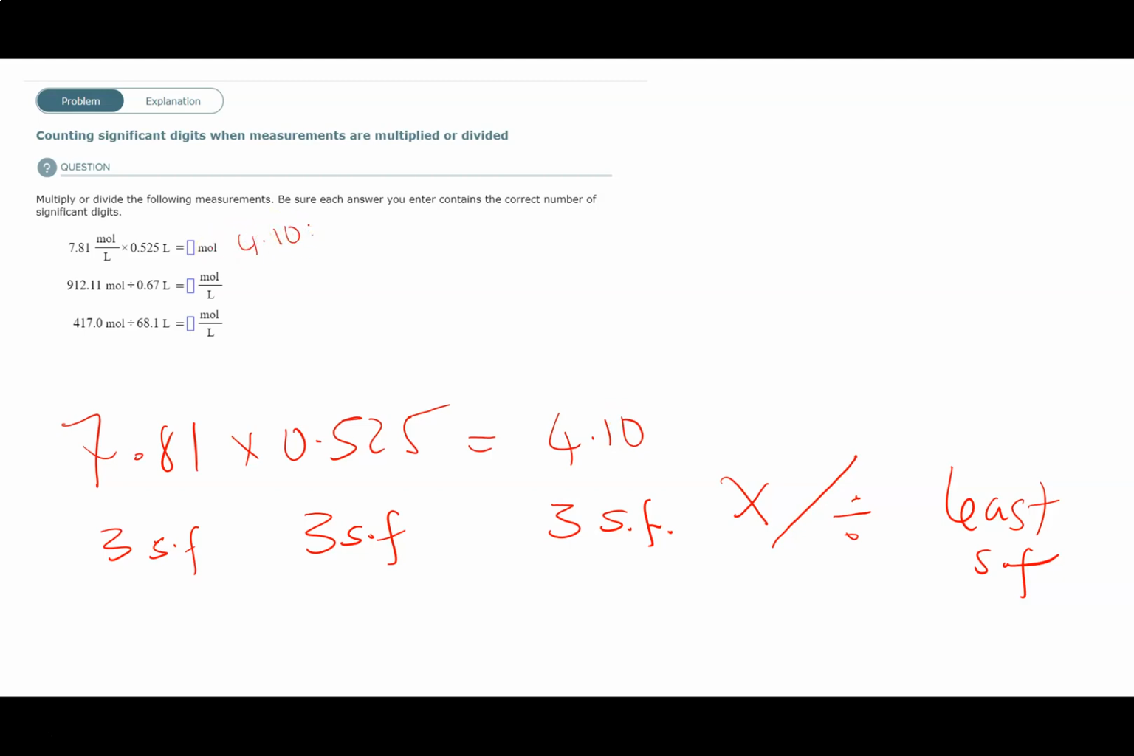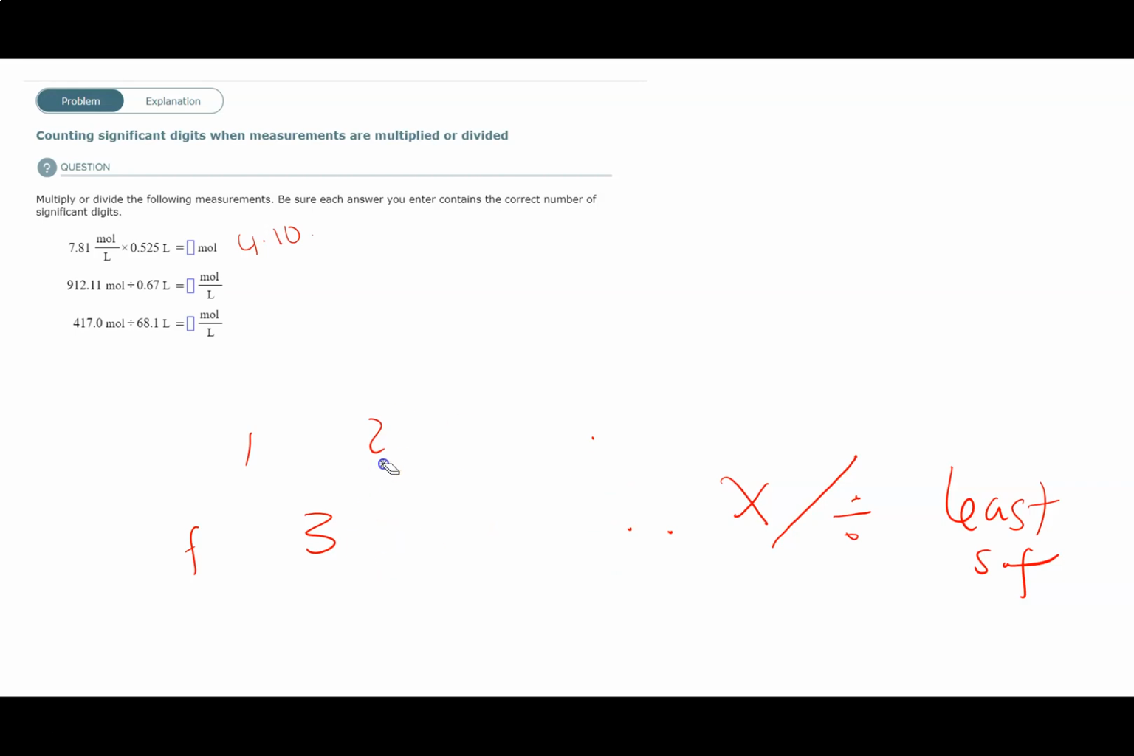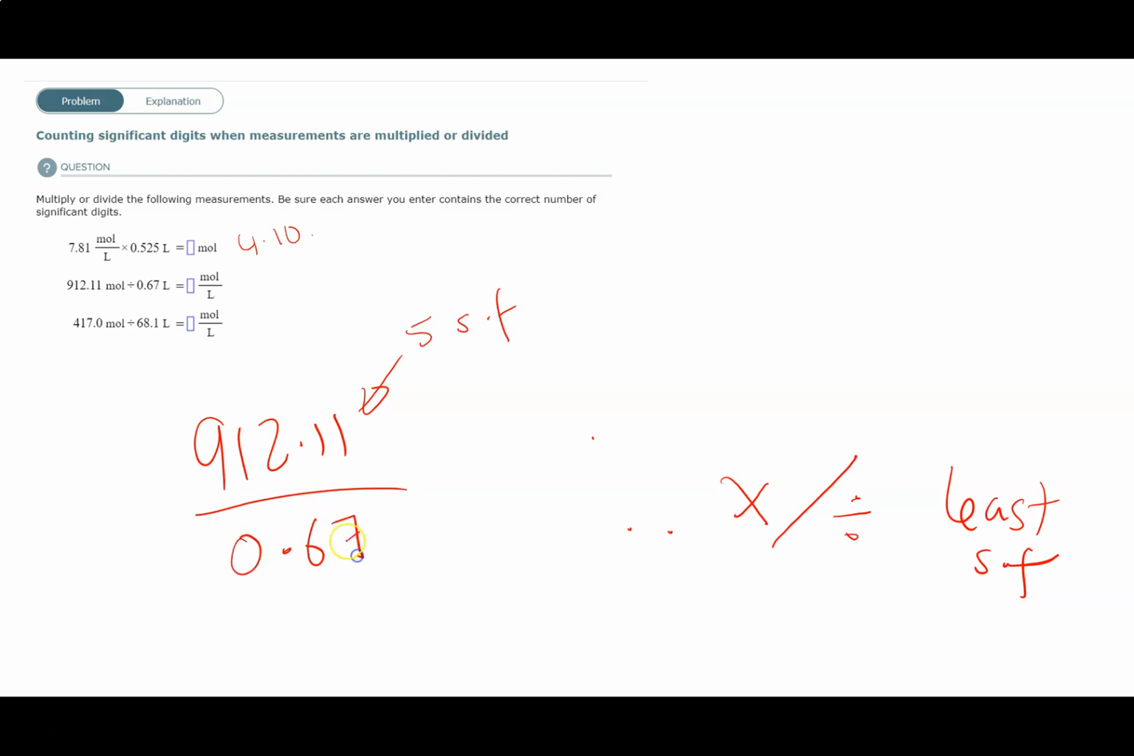All right, let's have a look at the next one. The first number there, so we're doing division this time. The first number there's got 5 significant figures. The second number, remember the leading 0 doesn't count, 2 significant figures. See how the units combined? It's going to end up with moles on liters, right?